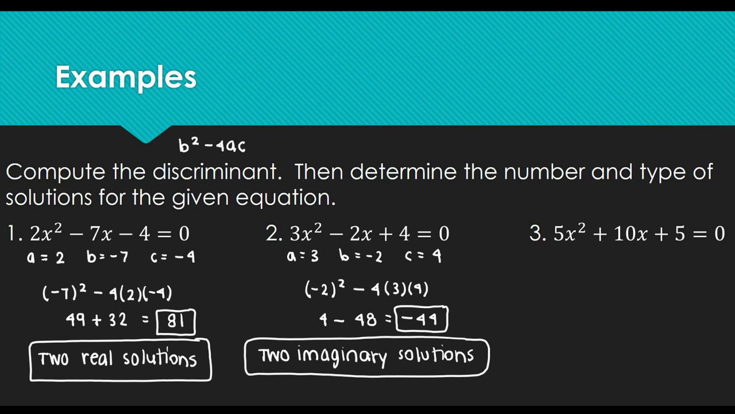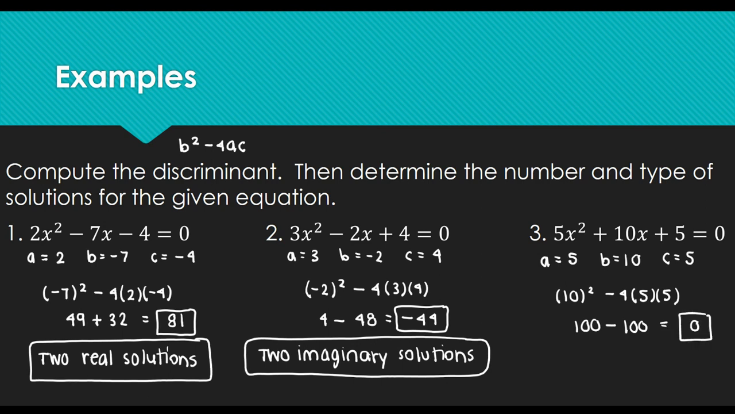In this third example, it once again is already in general form, so I can identify A is 5, B is 10, C is 5. So we'll do b squared minus 4 times A times C. Notice that 10 squared is 100. We'll have the negative sign here. 4 times 5 is 20, 20 times 5 is 100, and 100 minus 100 is 0. Because we were able to get an answer of 0, that tells us that we have 1 real solution.